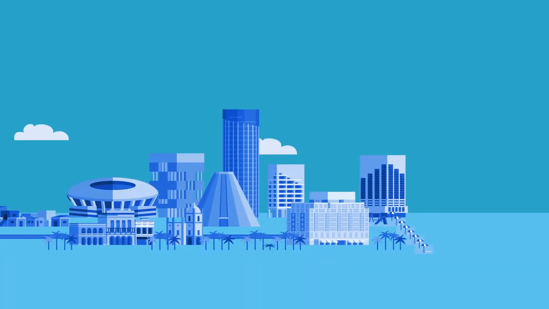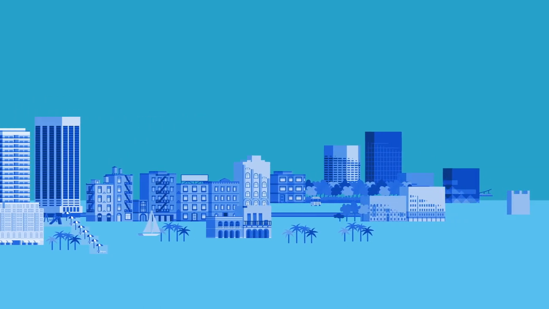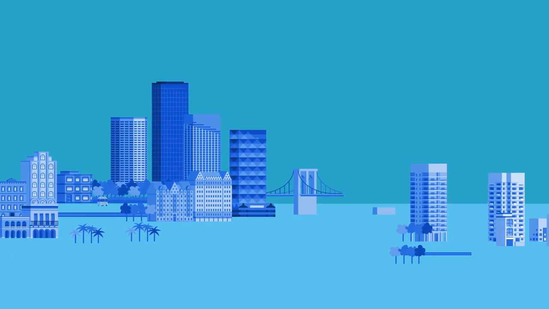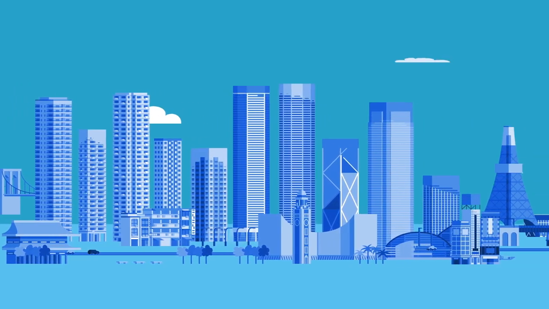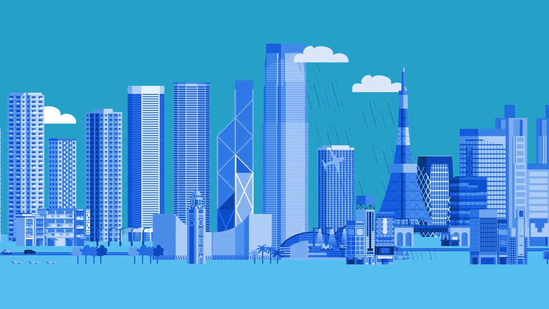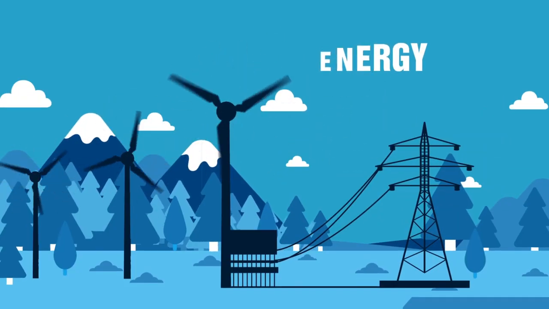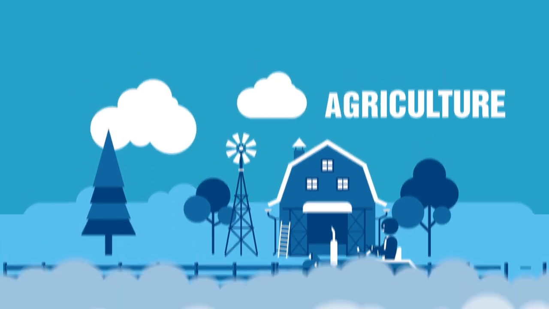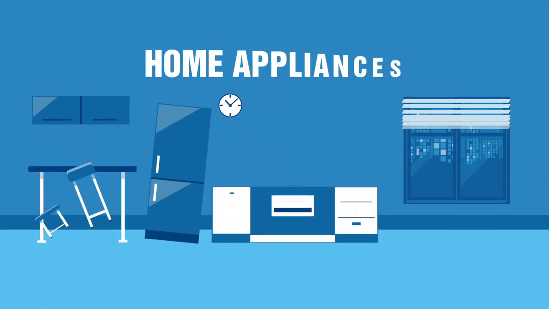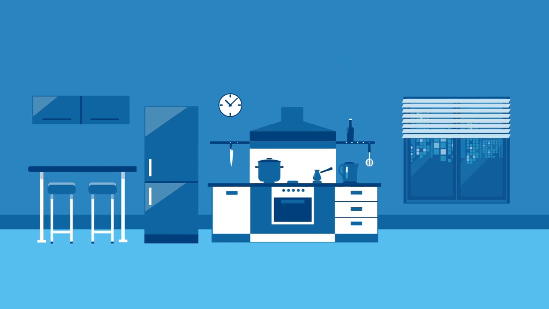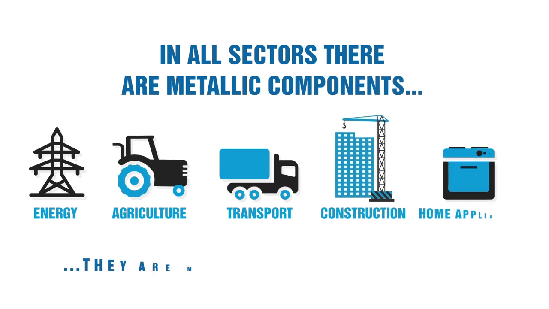The ever-changing industry transforms the world, and its many segments are connected, creating a network that feeds the economies, bringing benefits to society and more quality of life for all individuals. The economy can be divided into several sectors, such as energy, agriculture, transport, construction, home appliances. In all these sectors, there are metallic components made of cast iron or steel.